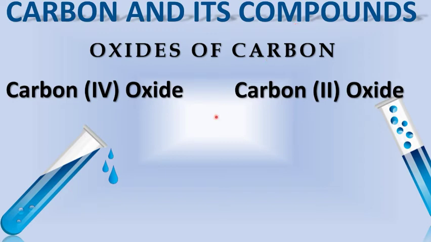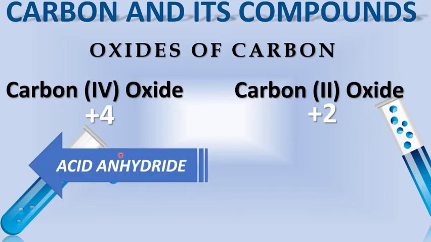Now, if we are making a comparison between these two oxides, we find that the carbon in carbon 4 oxide has an oxidation state of +4, while the carbon in carbon 2 oxide has an oxidation state of +2, like you have it here. Another good comparison you should remember is that carbon 4 oxide is what you call an acid anhydride.